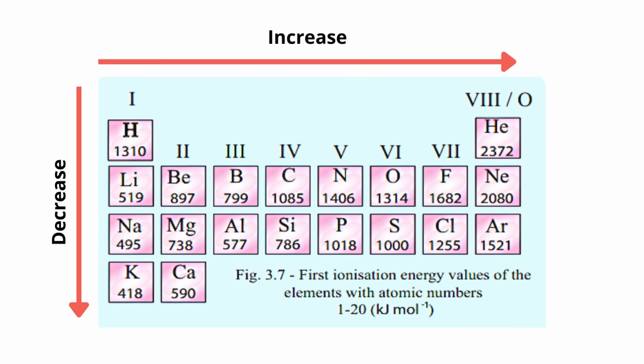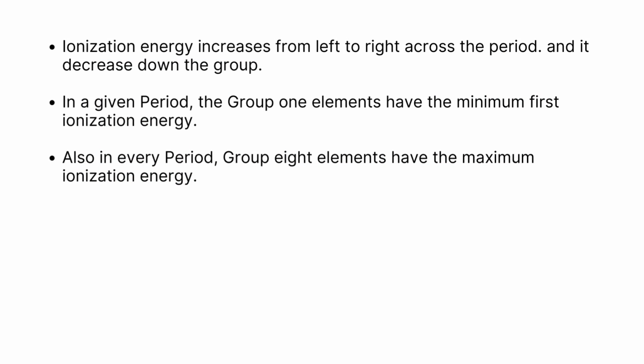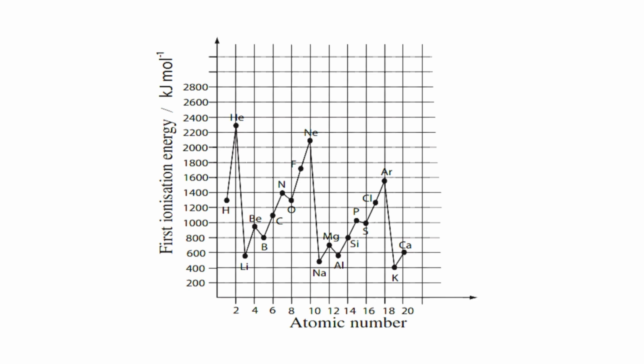So from this figure you can see that the ionization energy increases from left to right across the period, and it decreases down the group. In a given period, the group 1 elements have the minimum first ionization energy. Also, in every period, group 8 elements have the maximum ionization energy. From left to right in a period, the first ionization energy varies in a regular manner. Then, if we plot this in a graph, it will look like this. So you can see it's like a zigzag.